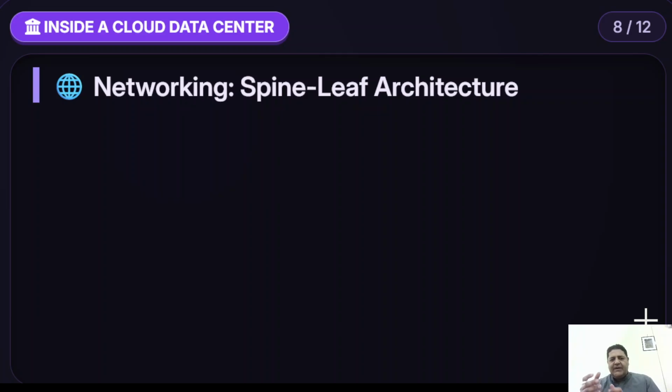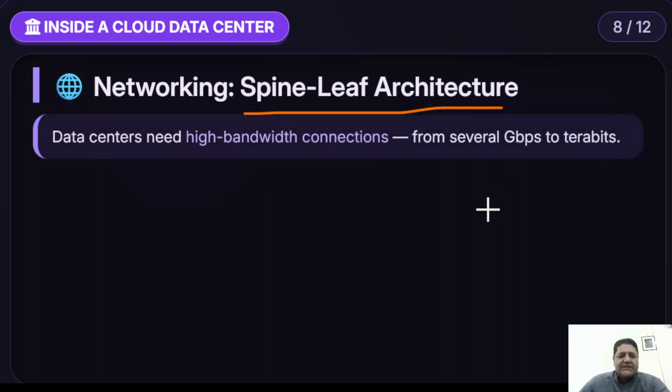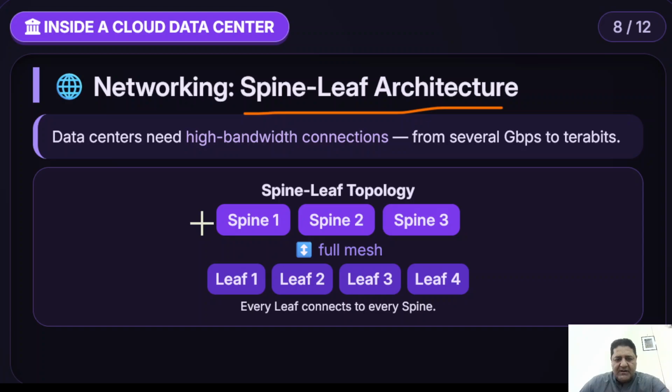Now, once we have the computation on one hand, and on the other hand we have the storage, the next logical step is to link these. जो data centers हैं, जो architecture इस्तेमाल करते हैं, उसको हम क्या बोलते हैं? Spine and leaf architecture. So it's not something complicated actually. One thing we must know, जितने भी data centers होते हैं, they need this high bandwidth, right? So the connection should be like gigabits or terabits per second.